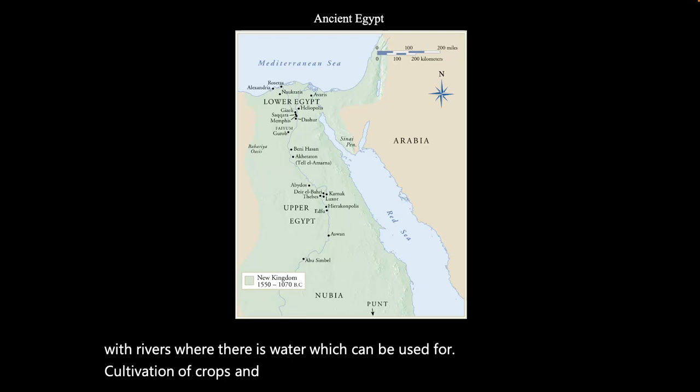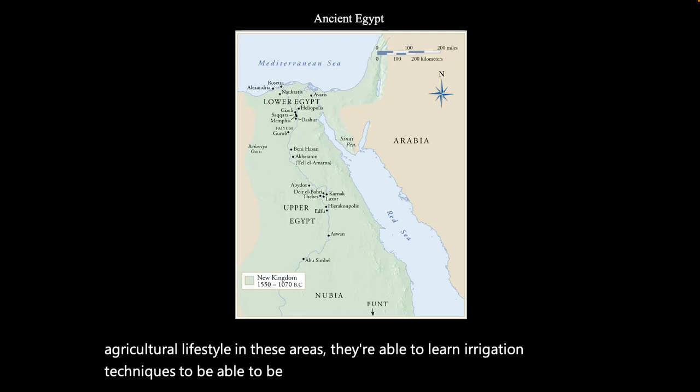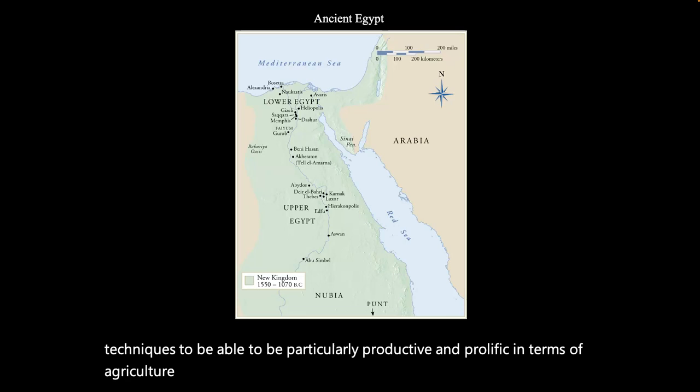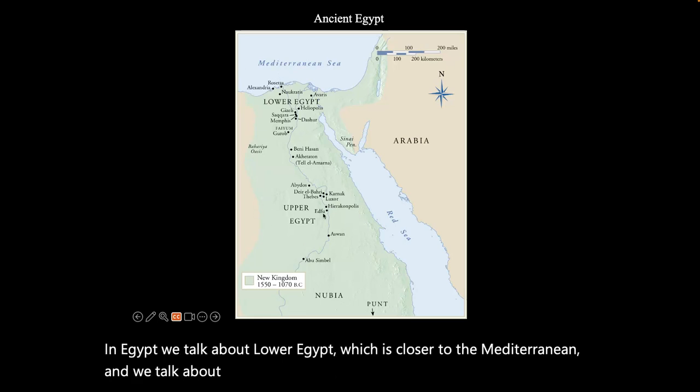And we see as people settle and eventually adopt an agricultural lifestyle in these areas, they're able to learn irrigation techniques to be particularly productive and prolific in terms of agriculture, which is going to be important to support life. In Egypt, we talk about Lower Egypt, which is closer to the Mediterranean, and we talk about Upper Egypt, which is further to the south.